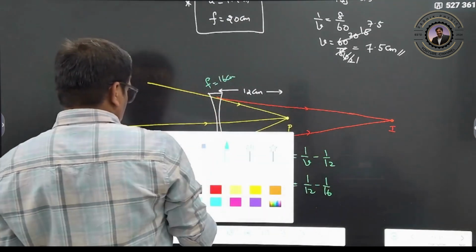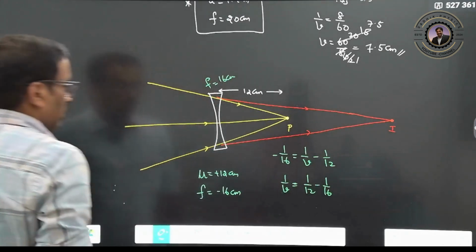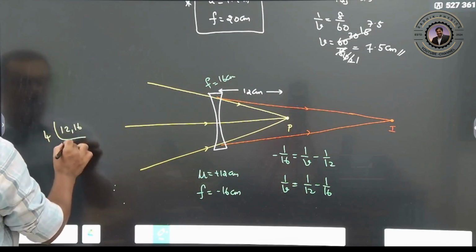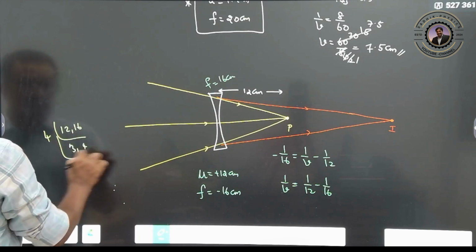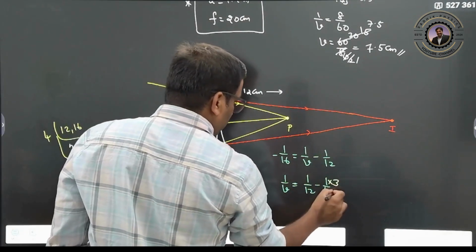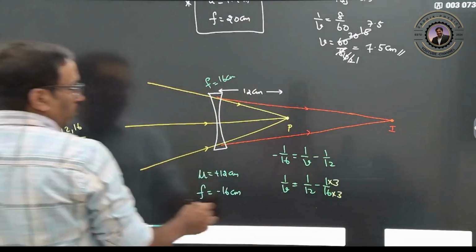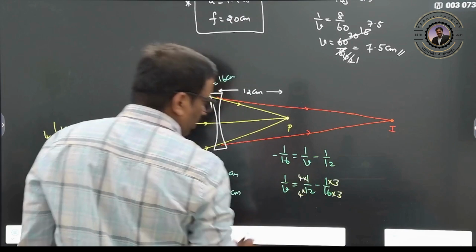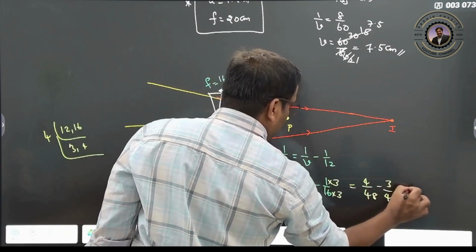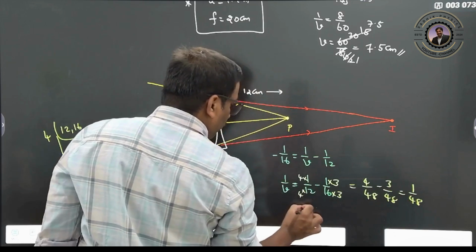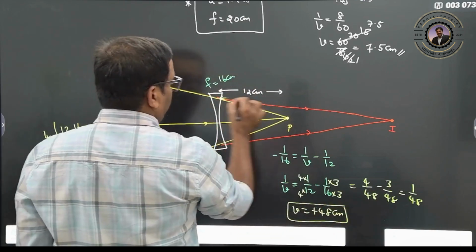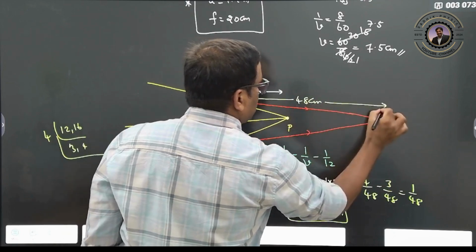So what can you write here? 12 and 16, I can take 4 common: 4 threes are 12, 4 fours are 16. So 1 by v is 4 by 48 minus 3 by 48, clear? That is 1 by 48. Therefore v is equals to plus 48 centimeter. Where is the image created now? 48 centimeter at this point.